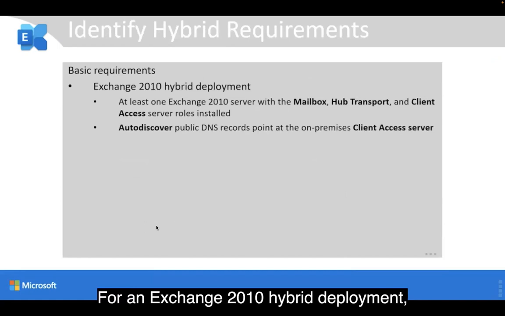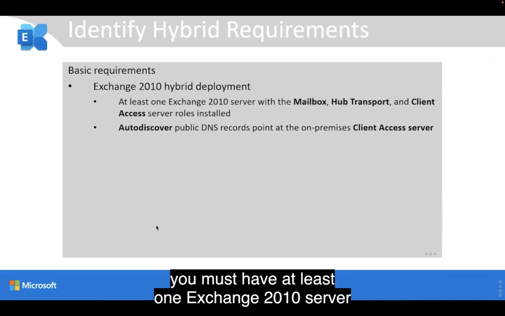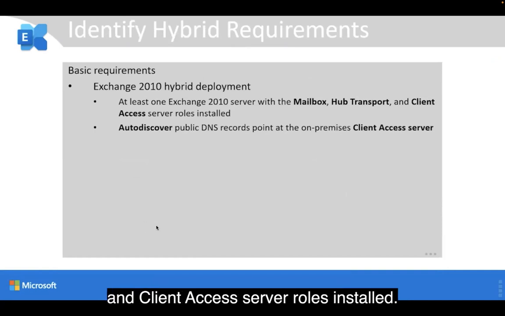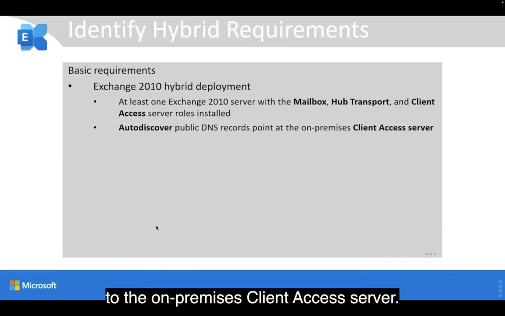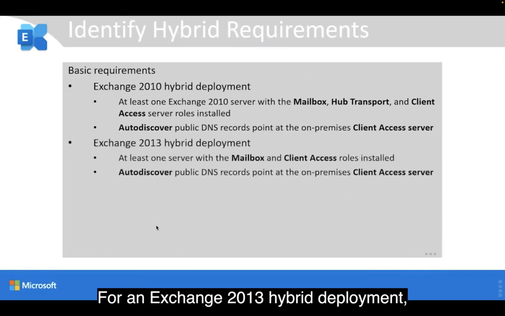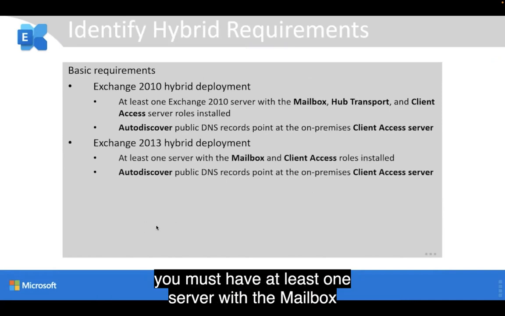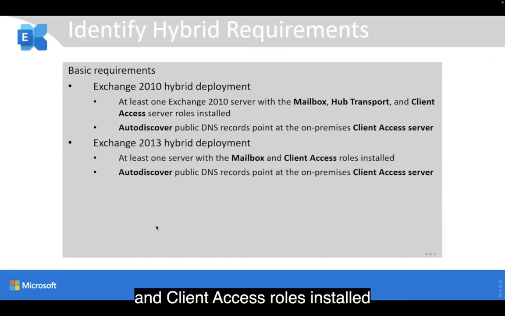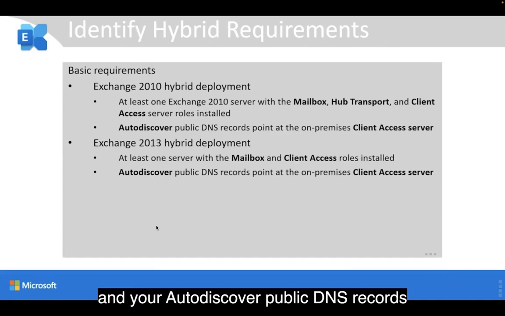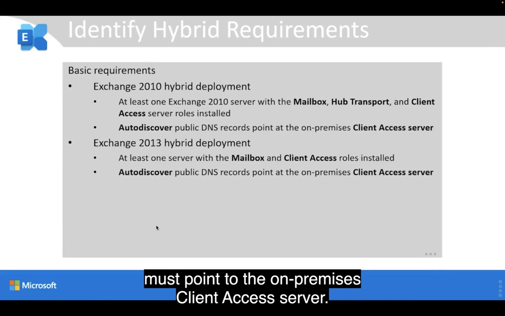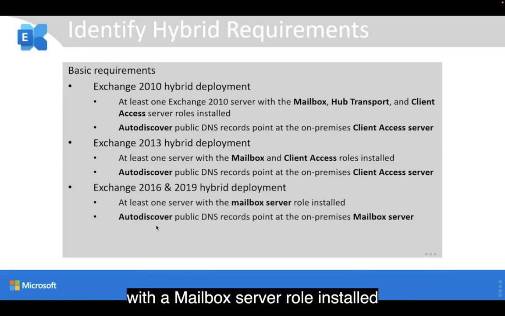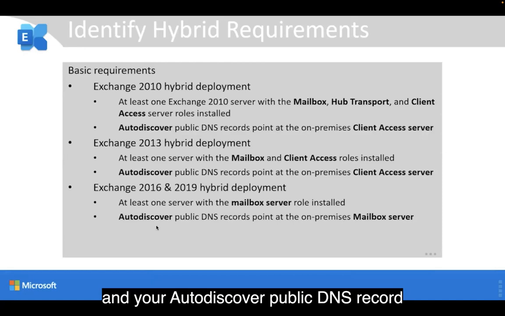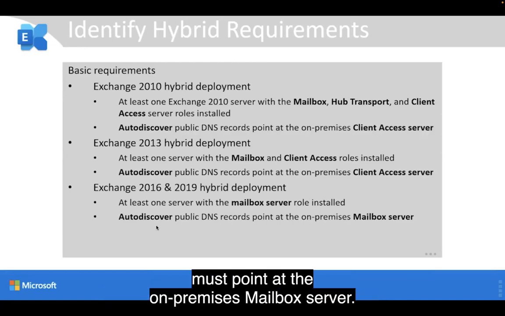To implement a hybrid deployment, there are some basic requirements. For an Exchange 2010 hybrid deployment, you must have at least one Exchange 2010 server with the mailbox, hub transport, and client access server roles installed, and your Autodiscover public DNS records must point to the on-premises client access server. For an Exchange 2013 hybrid deployment, you must have at least one server with the mailbox and client access roles installed, and your Autodiscover public DNS records must point to the on-premises client access server. And for an Exchange 2016 or 2019 hybrid deployment, you must have at least one server with the mailbox server role installed, and your Autodiscover public DNS record must point at the on-premises mailbox server.